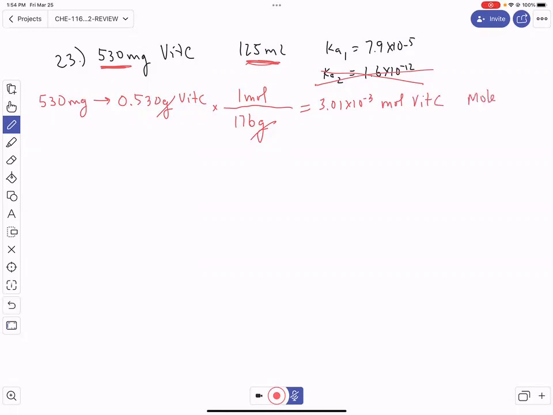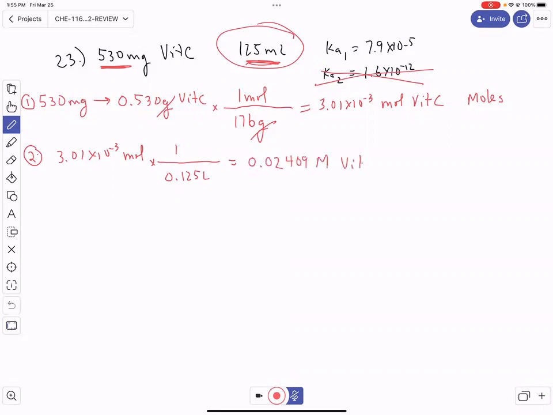So we found moles. Now I need to find my concentration, which is molarity. I need to use the volume now. So, all right, I have 3.01 times 10 to the minus 3 moles, and that's in 125 milliliters. Molarity is moles per liter. So, all right, that many moles in 0.125 liters. So I'm going to divide by 0.125 to get my concentration of vitamin C, about 0.024 molar vitamin C. Now we have concentration.